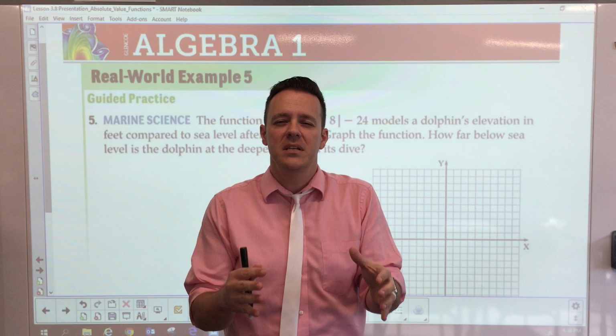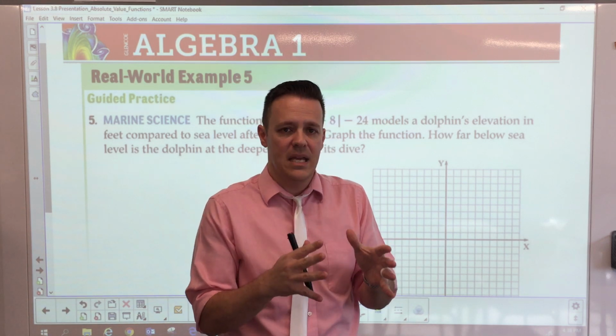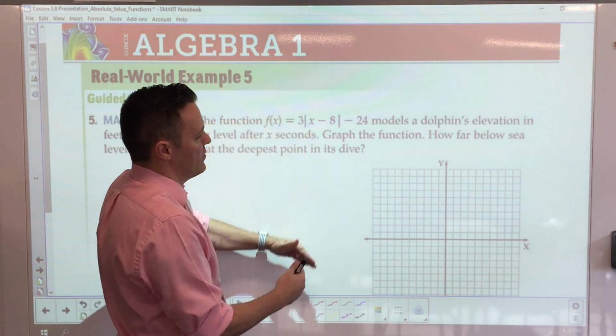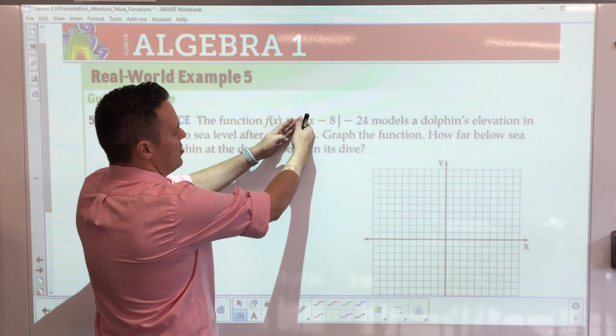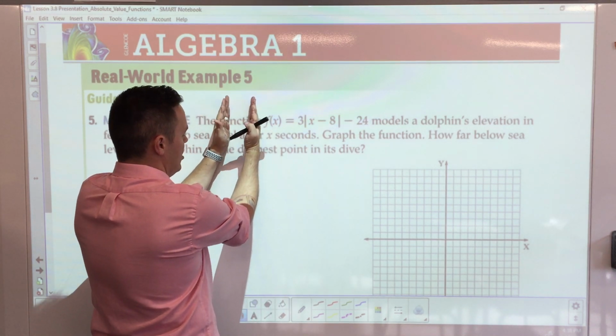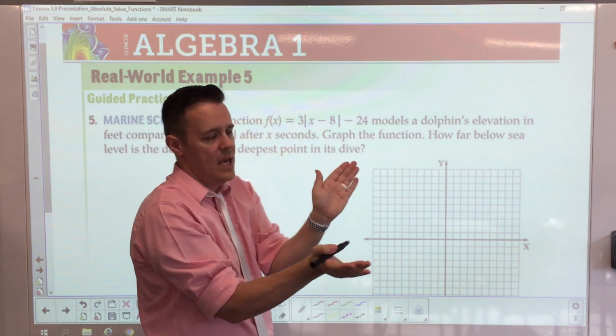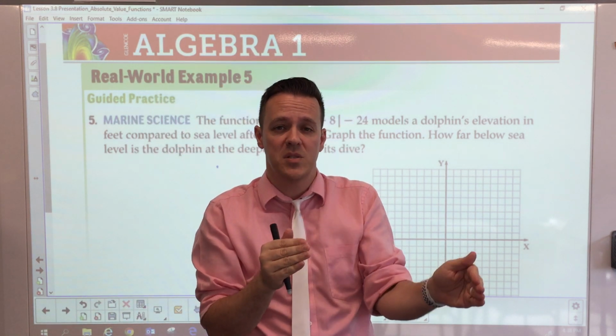Please understand what the h does, what the k does. Remember, the k moves it vertically. The h moves it left to right. And then the a value on the outside will stretch it out vertically, or will shrink it vertically. Okay? Understand how we're doing this because this will be important as we move forward.